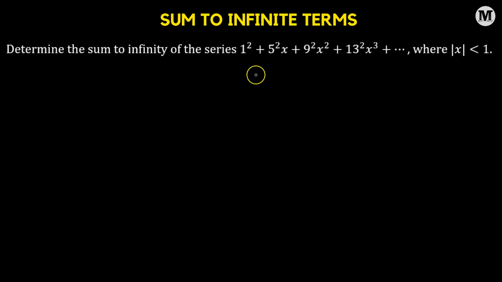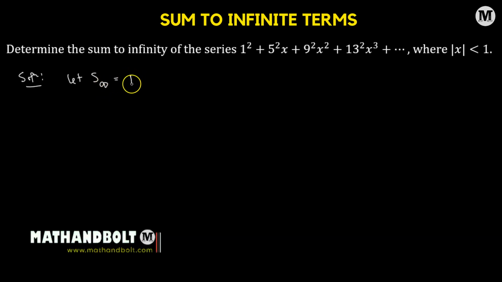Determine the sum to infinity of the following infinite series with the condition that the absolute value of x is less than 1. Okay, let us begin. So here in this particular infinite series, we're going to name this series as S infinity, meaning it's a sum up to infinite terms. So here we have 1, so squaring 1, that gives us 1 as the first term.